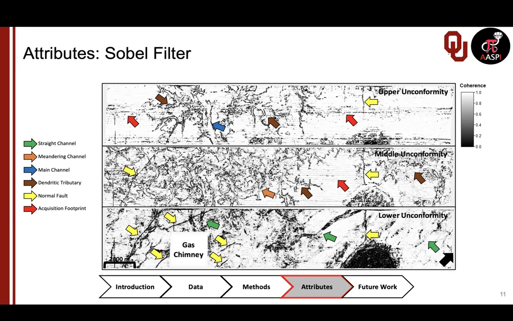And then of course it helps in general with other faults and channel edge detection. The downside to this is that my data is super high frequency, it is very noisy, and these geometric attributes such as Sobel filter and curvature, which I'm about to show you, do enhance that acquisition footprint. So you can see it here trending kind of northwest to southeast. These geometric attributes do enhance it, especially up here in the shallower unconformity. Once you get deeper, not as bad, but definitely up here.